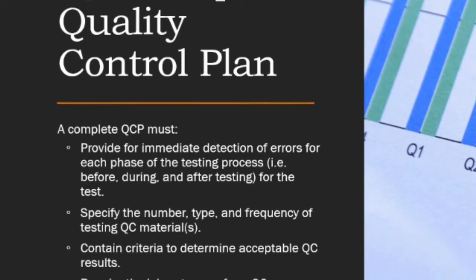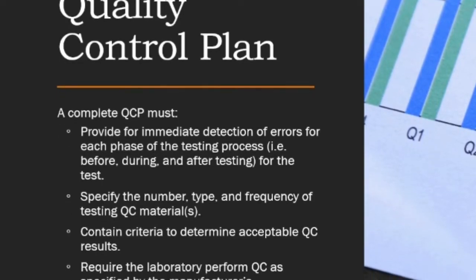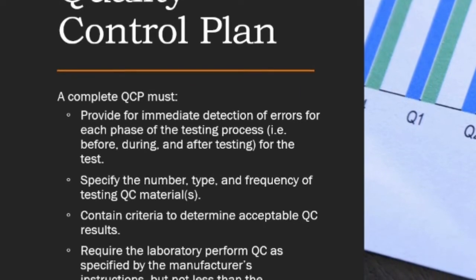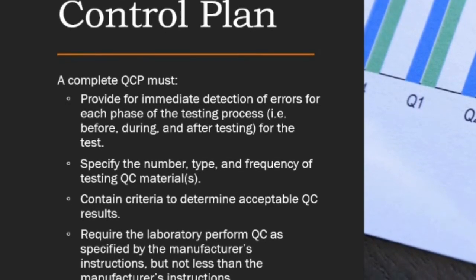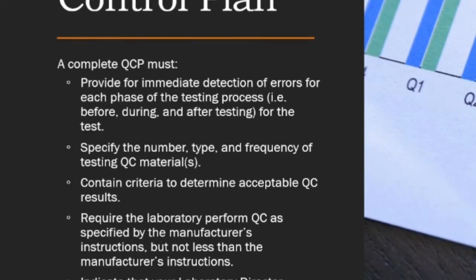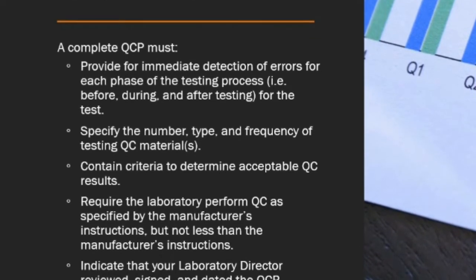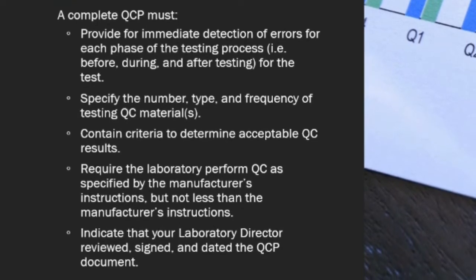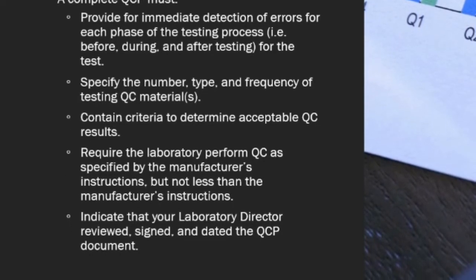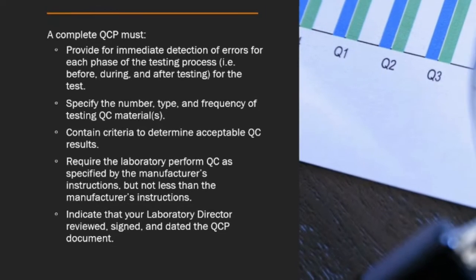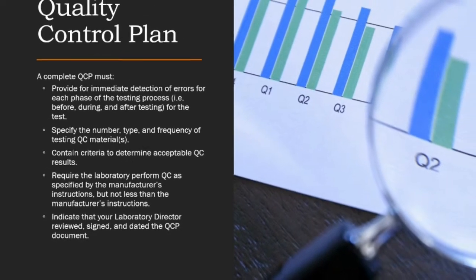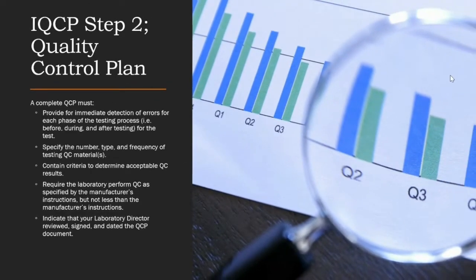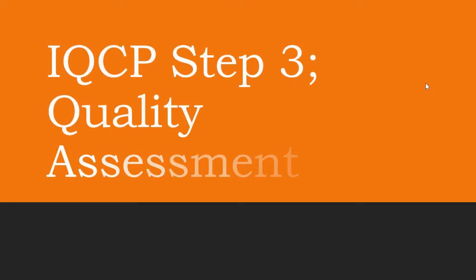Specify the number, type, and frequency of testing QC material. Contain criteria to determine acceptable QC results. Require the laboratory to perform QC as specified by the manufacturer's instructions, but not less than the manufacturer's instructions. Indicate that your laboratory director reviewed, signed, and dated the QC plan document. Finally, the last step is to ensure that your QC plan is working as desired.